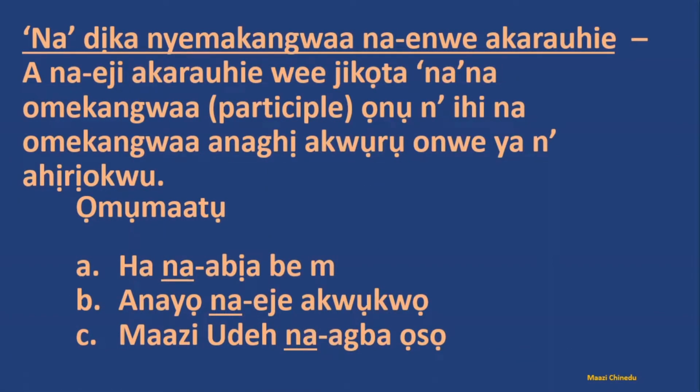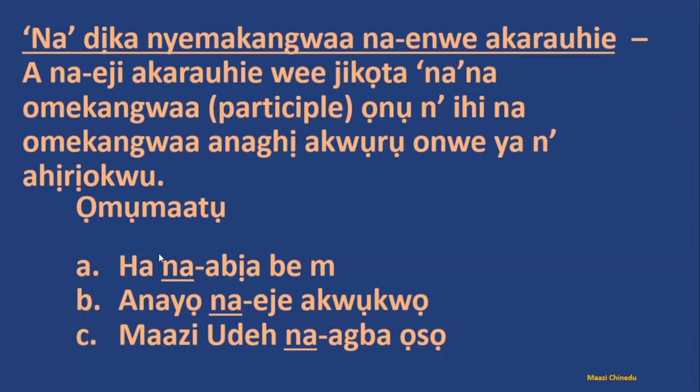Na dịka enyemaka ngwa na-enwe akara uhie. Remember, enyemaka ngwa means auxiliary verb in English. A na-eji akara uhie wee jikọta na omekangwa ọnụ, n'ihi na omekangwa anaghị akwụrụ onwe ya n'ahịrịokwu. So you use hyphen to connect na with a participle, because the participle doesn't stand on its own. If it does, the sentence will not have a full meaning.